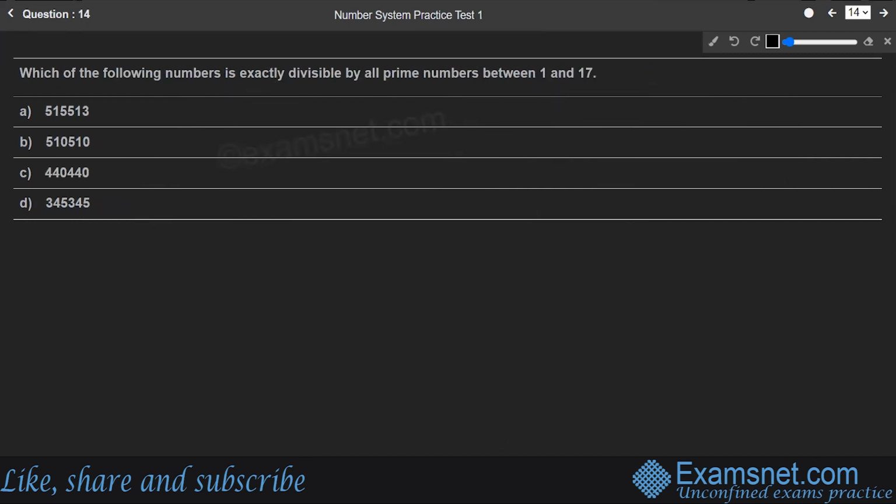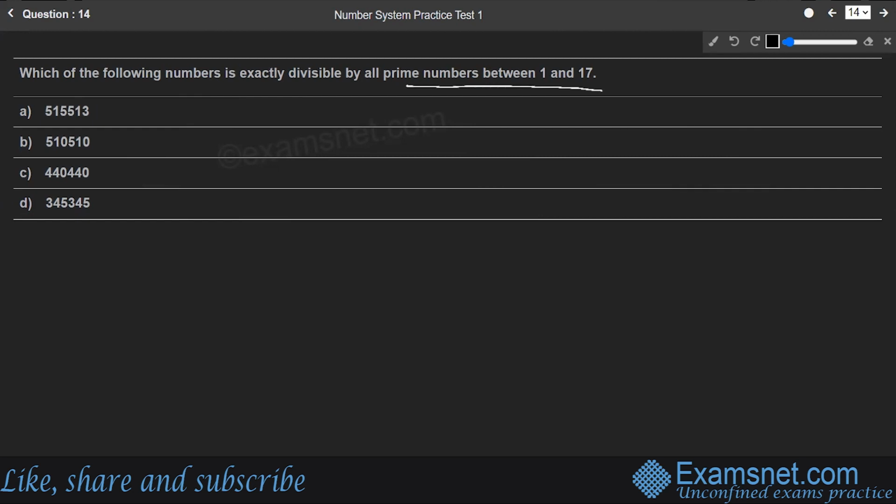Which of the following numbers is exactly divisible by all prime numbers between 1 and 17? Okay, we are supposed to find out which of these numbers is divisible by all the prime numbers between 1 and 17. So, for this type of situation, we are not supposed to divide each and every number by all the prime numbers that are between 1 and 17. Rather, we'll try to have some guess around it.